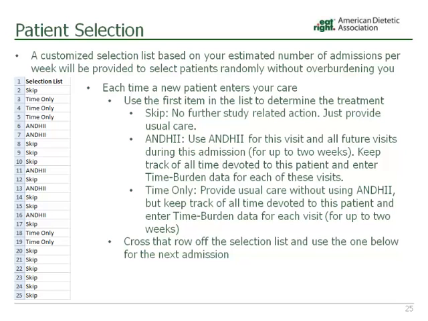Then the final option you may see is time only. For these patients, you don't want to use ANDHII. You want to provide your usual care, but you still want to keep track of time. This gives us that comparison so we can see how much time ANDHII takes in comparison to your normal care processes. After you've used a row in the list, you'll cross it off, and then the next time you get a new patient, you'll choose the next one.